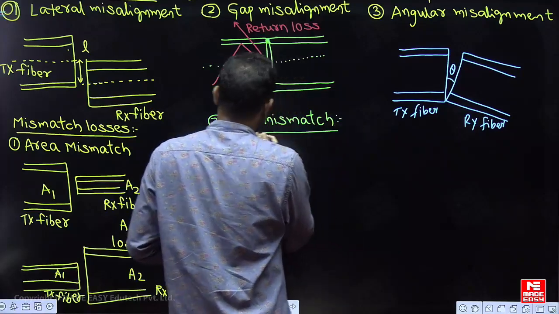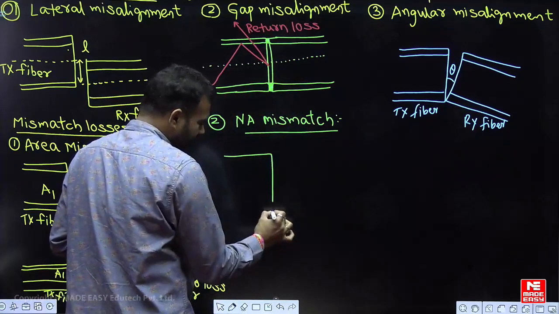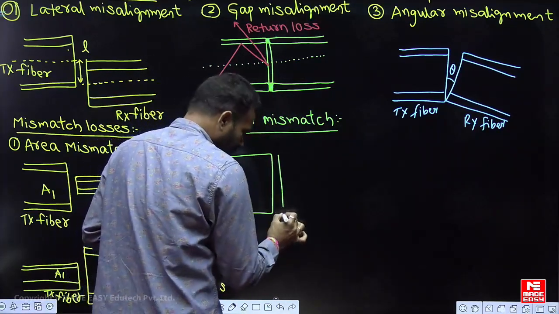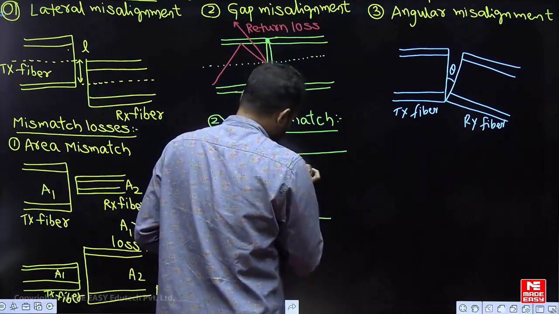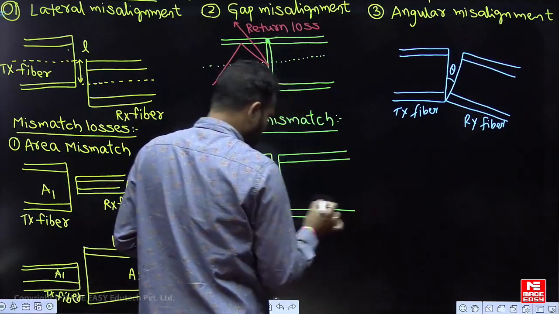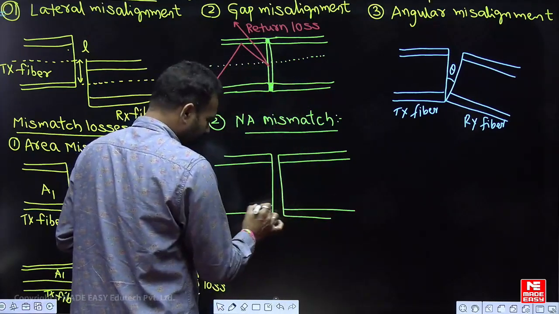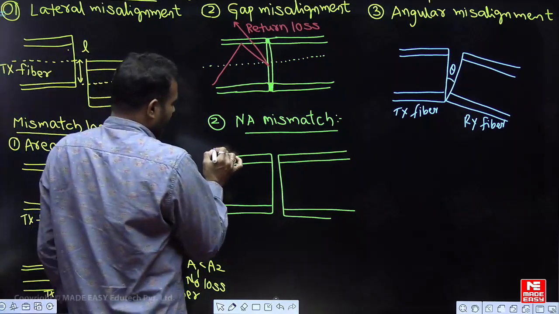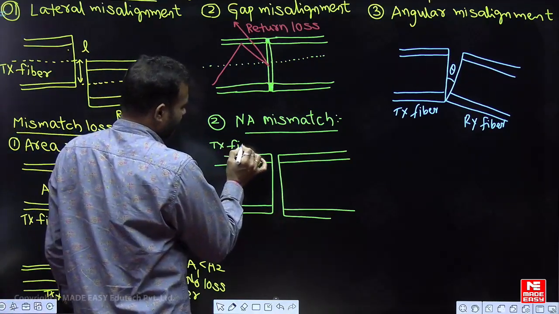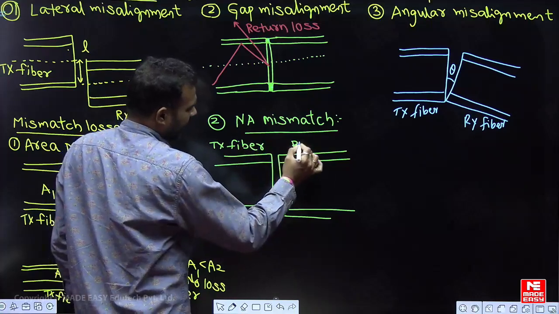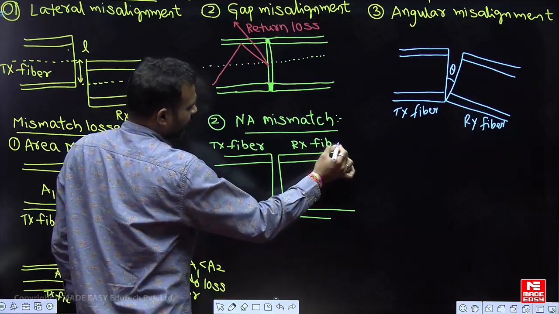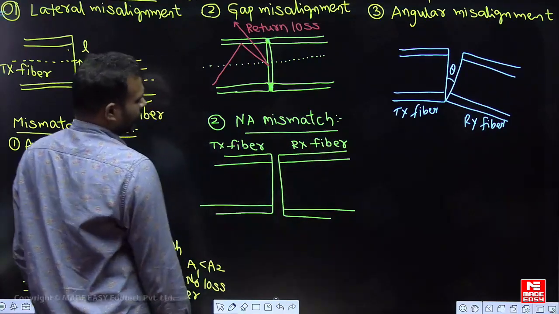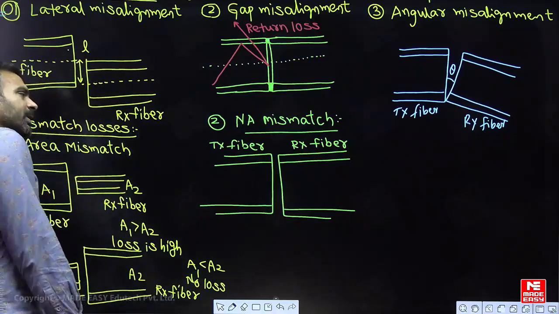So here the area of the two fibers is the same, very good. The transmission fiber and receiving fiber areas are the same, but the numerical aperture is different. This one is called the transmission fiber, and this one is called the receiving fiber. So two fibers are present.